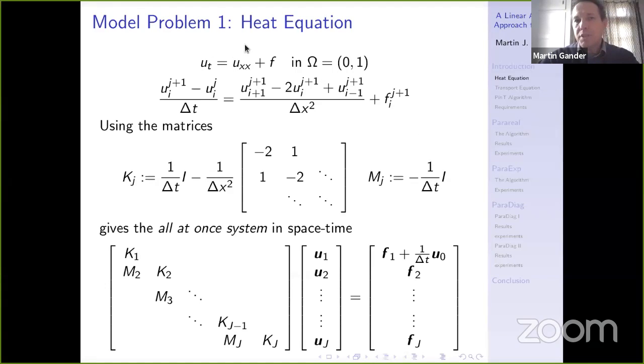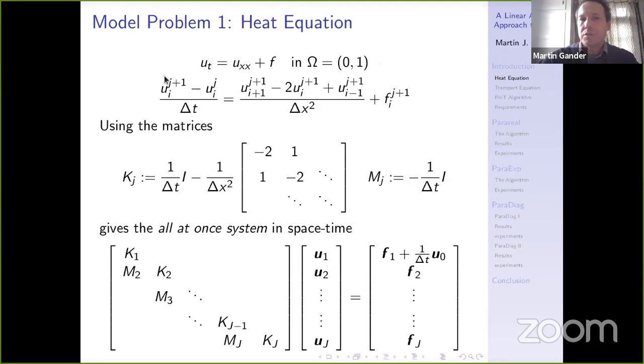The first one is a heat equation. It's the first model problem. It's sufficient to consider the heat equation in 1 spatial dimension. So here is the time derivative of u equals this Laplace operator in 1D applied to u, plus some source term on the interval (0, 1). And I immediately discretize this equation.